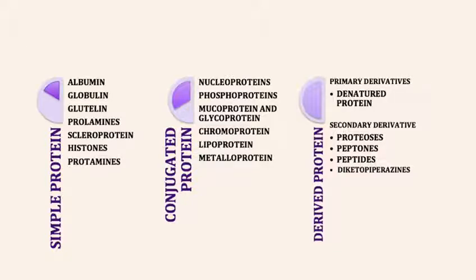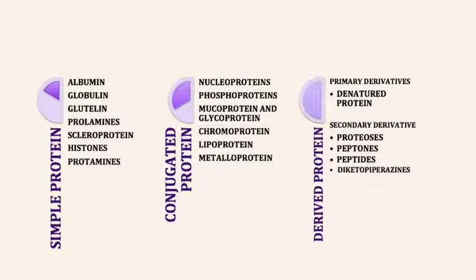The next subdivision is conjugated protein. From the word itself, we can understand that it is composed of a simple protein combined with a non-protein substance, which is known as a prosthetic group. This prosthetic group can be a nucleic acid, in which case it is called a nucleoprotein. When it is phosphoric acid, it is called a phosphoprotein. When it is carbohydrate, it is called a glycoprotein or mucoprotein. And when it is a heterocyclic compound, it is called a chromoprotein.